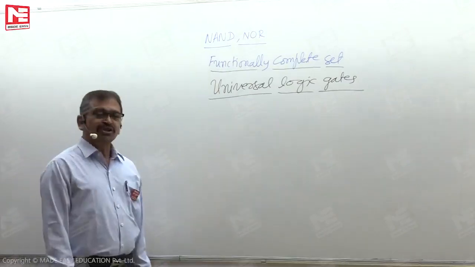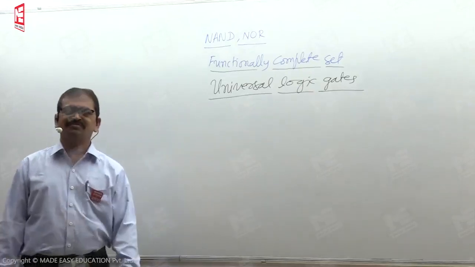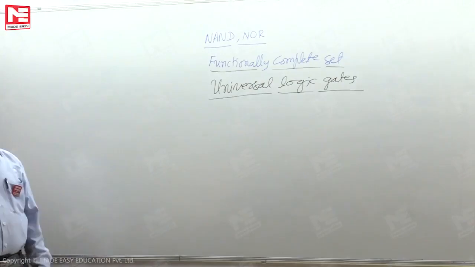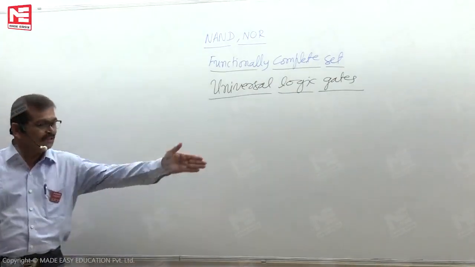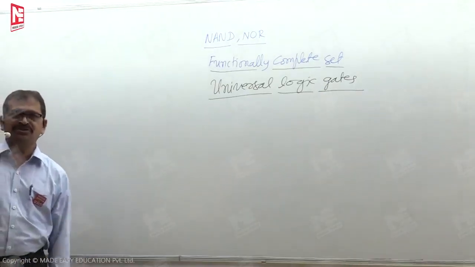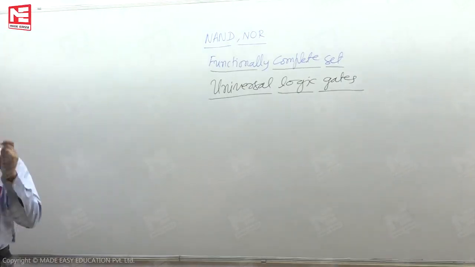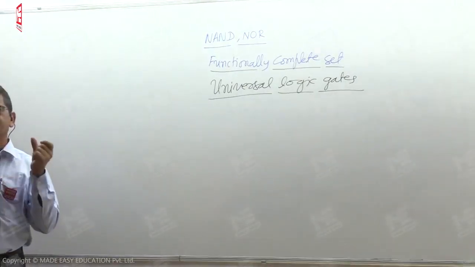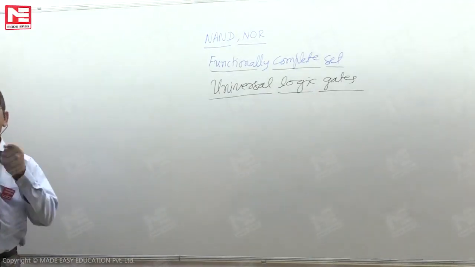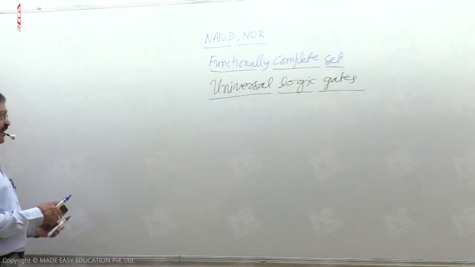To prove NAND is a universal logic gate or NOR is a universal logic gate, the work required is to implement all the basic logic gates, all the basic operations, using only NAND gates or only NOR gates. Once it is possible to implement all the basic logic gates using only NAND gates, we accept NAND as a universal logic gate, or NOR likewise. Let us try first with the NAND gate.